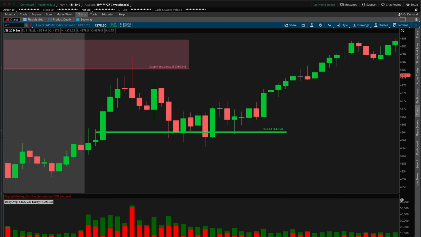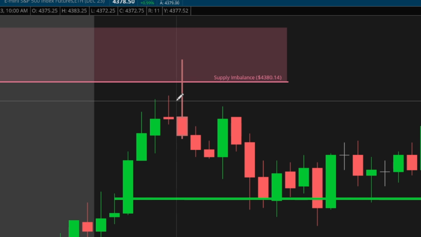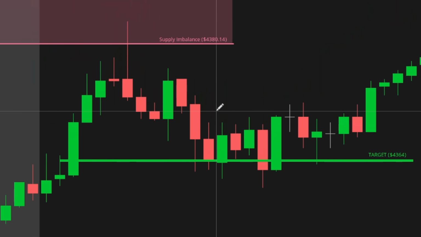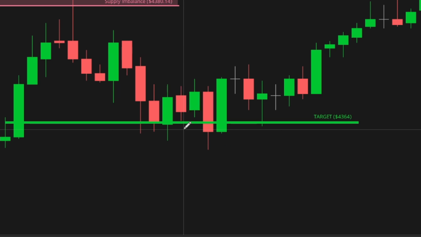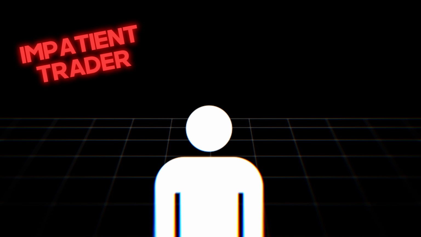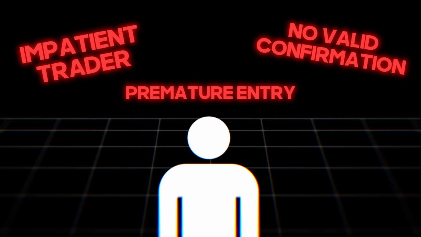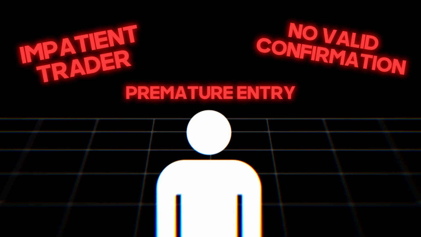In this example, our trading plan on the S&P 500 was to short any rallies or short any pops which rejected this supply zone at 4380, looking to take profits at this green line at 4364, which was an area we spotted buyers at the morning rally. The first example is an impatient trader who simply does not have valid confirmation, gets in before his plan triggers simply because he thinks the market will move in the way that they expect it to.